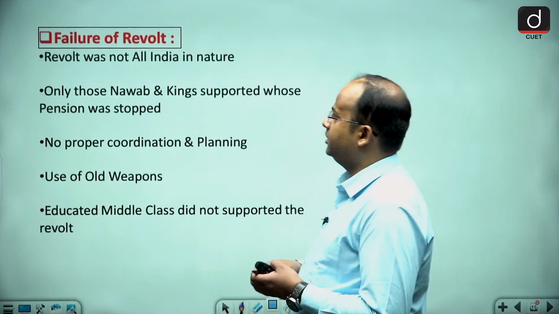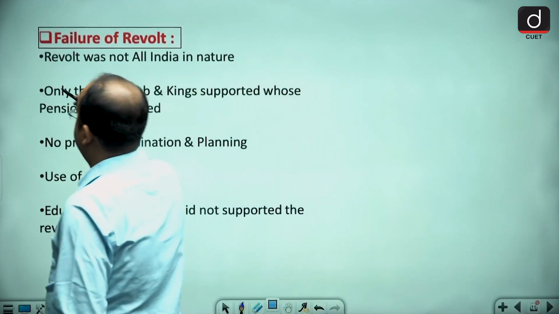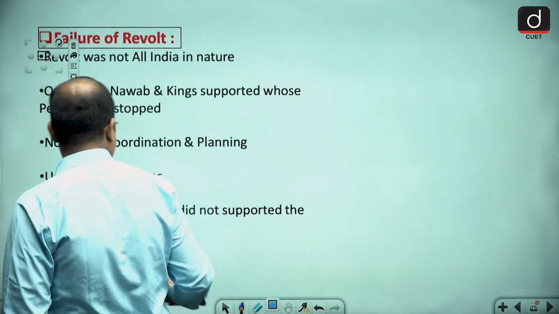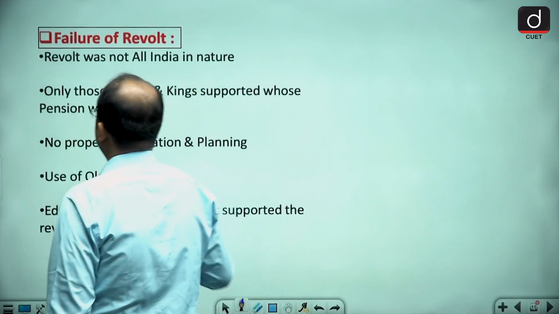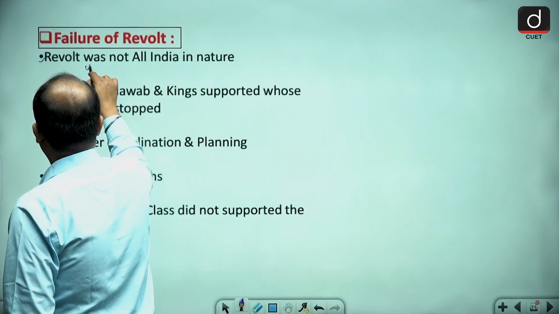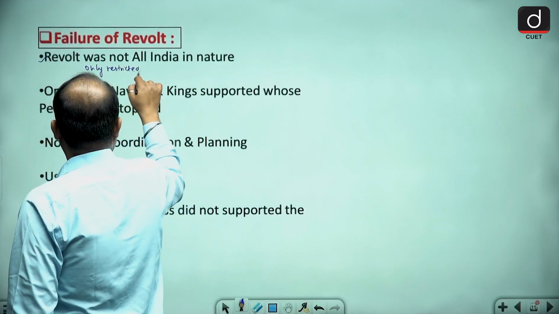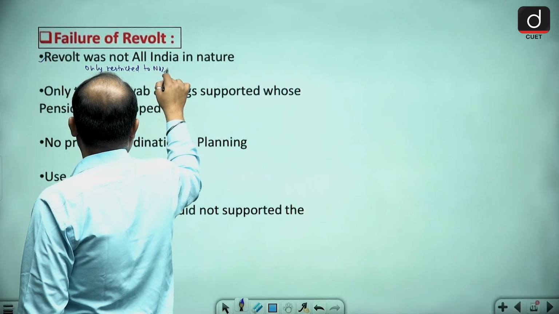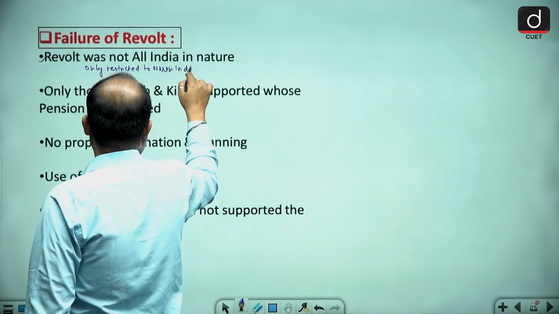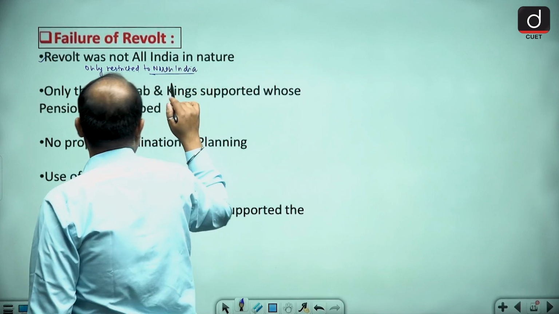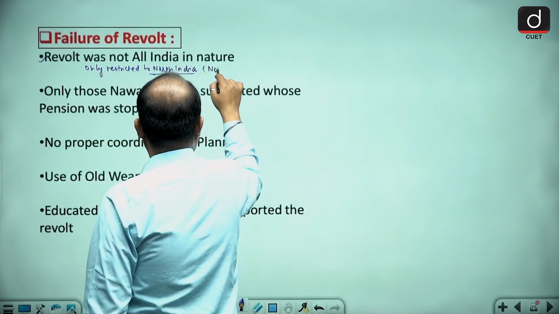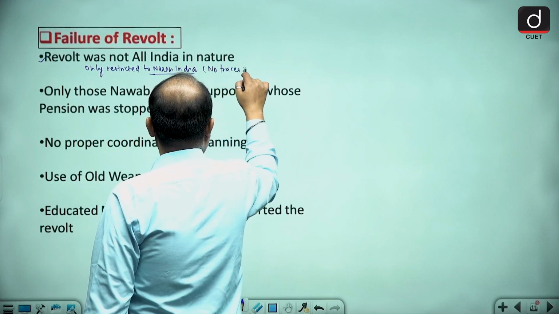First reason was that the revolt was not all India in nature, so it was only restricted to North India. No traces of revolt in the South.